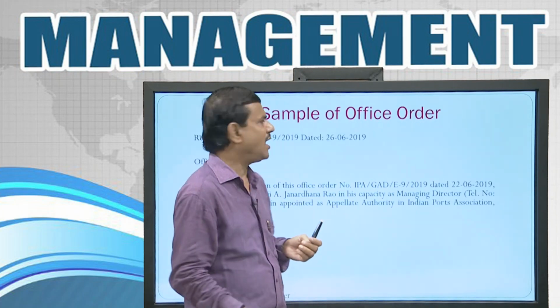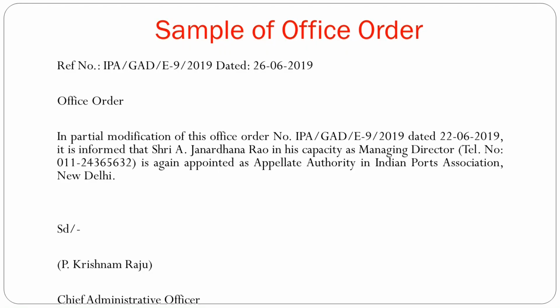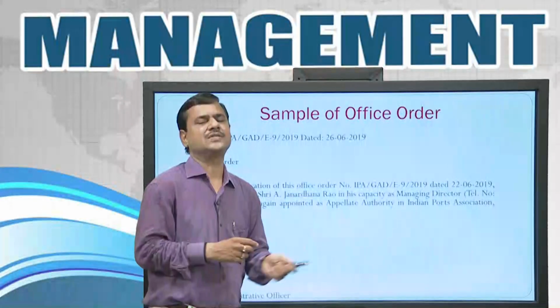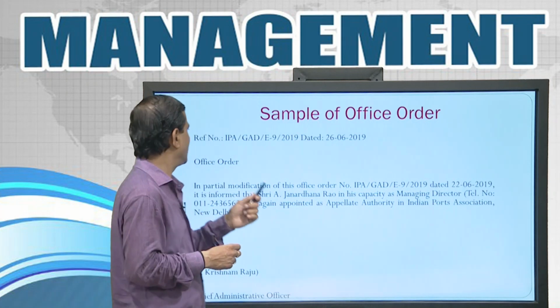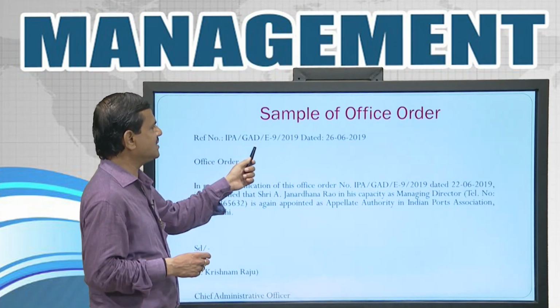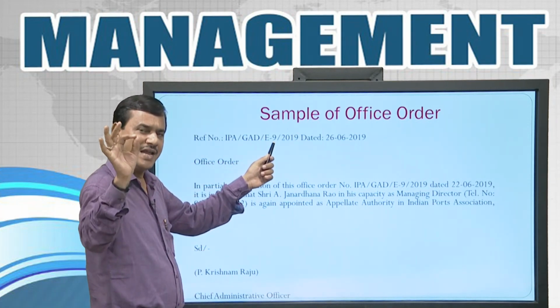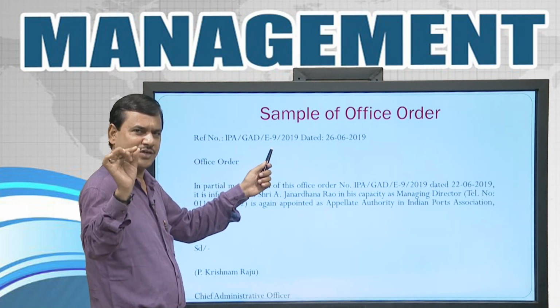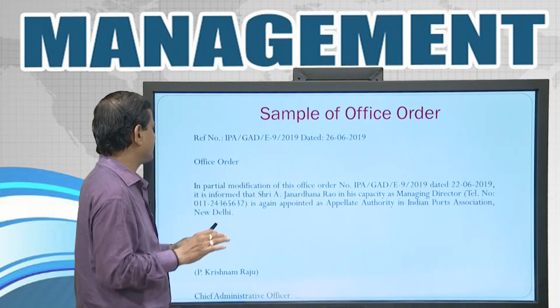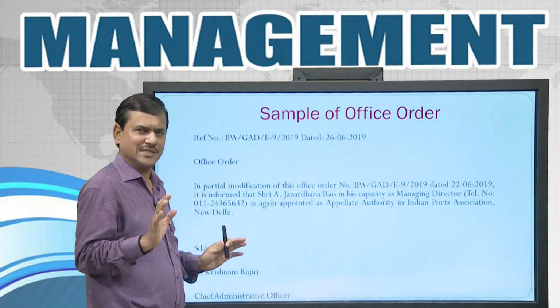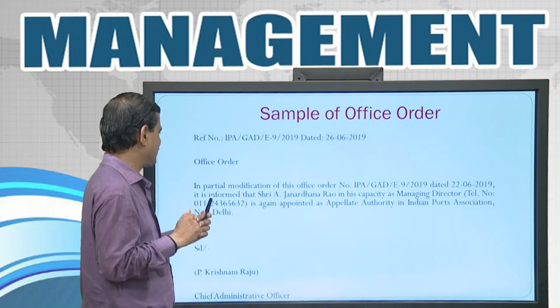Let us take one example of an interdepartmental letter, which is known as a sample of office order. It is an office order. Now you know it very well. Now this is called the reference line. Understand? This is a particular style of any organization for reference. Office order, this is the title of this letter.